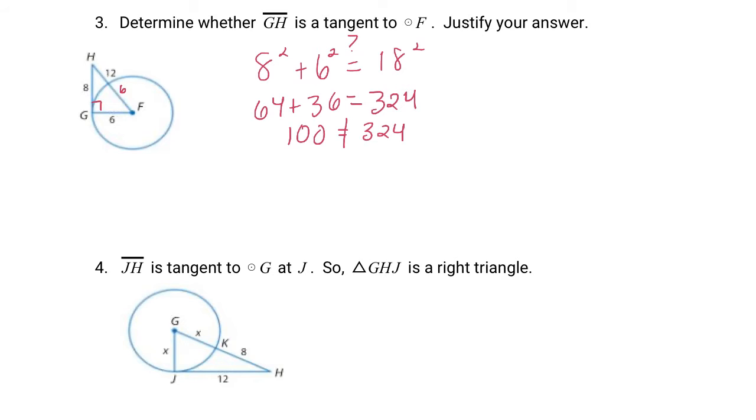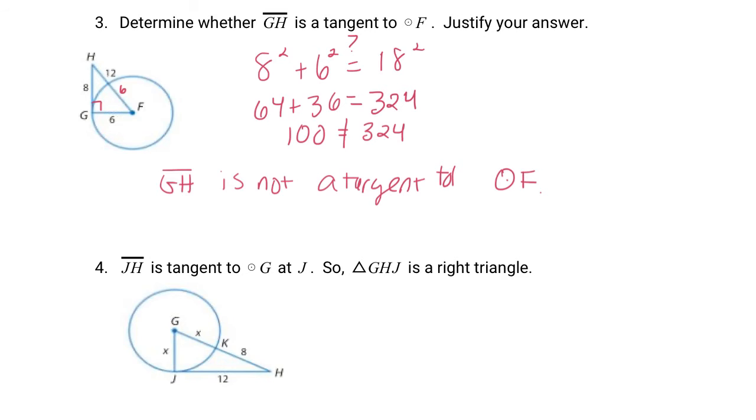So line GH is not a tangent to circle F because it's not a right triangle.